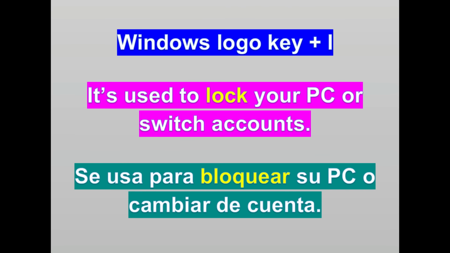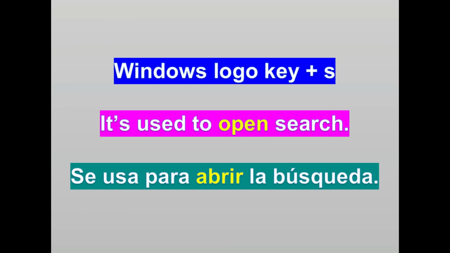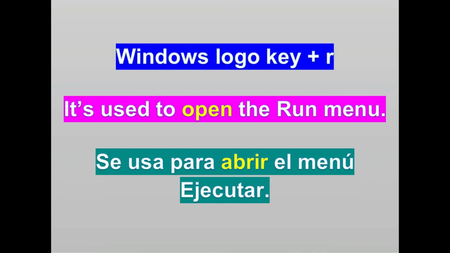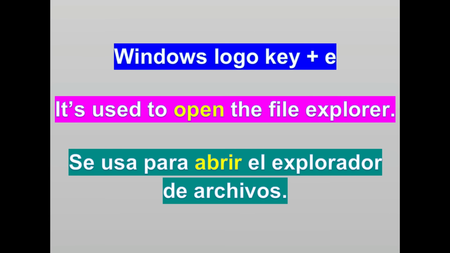Windows logo key plus L is used to lock your PC or switch accounts. Windows logo key plus S is used to open search. Windows logo key plus R is used to open the Run menu. Windows logo key plus E is used to open File Explorer.